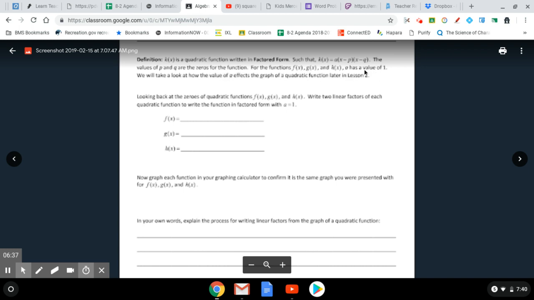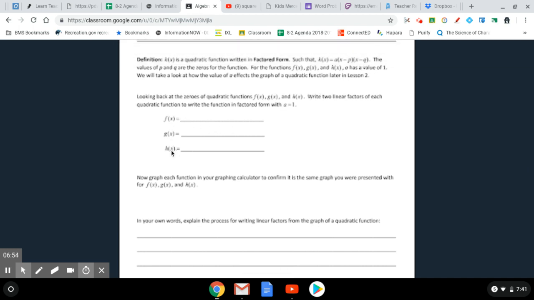And as it points out, our A value so far is 1. That's why we don't have a number in front. The next page is going to talk about the A value. So for now, we're just going to leave A as 1 so we don't have to write it. And we're going to try to write the linear factors of those three quadratic functions that we had from the front of the page.